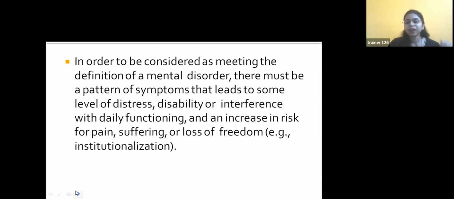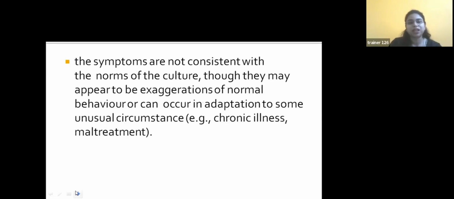So therefore, in order to be considered as meeting the definition of a mental health disorder, there must be a pattern of symptoms. First of all, if you want to diagnose the child with autism, there should be a certain set of symptoms, and those symptoms should lead to a level of distress, disability, or interference with the daily functioning of the child. And the child must be in pain, the child should suffer, or should have loss of freedom, that is the institutionalization.